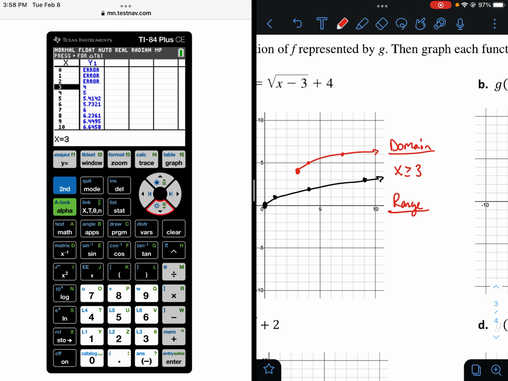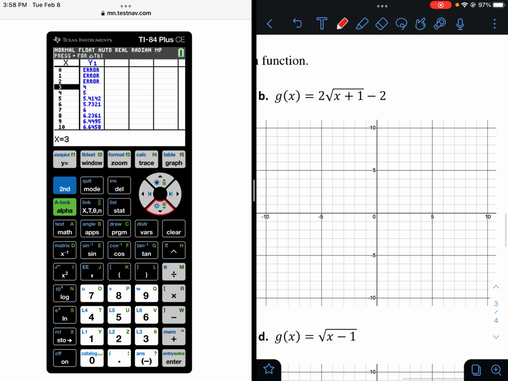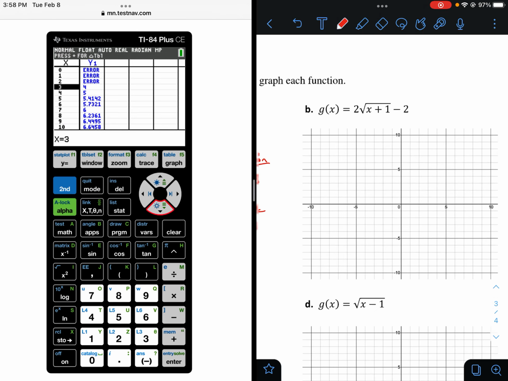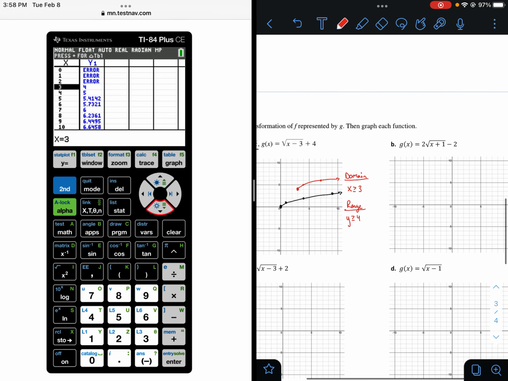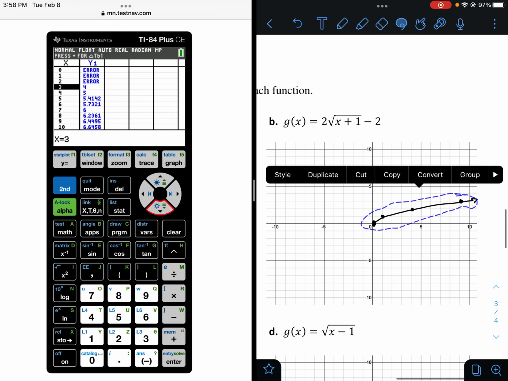The range is the y values. So again, you could just look at your y values on your graph and see that it starts at 4, or you could look over your calculator and see that the y values start at 4 and go up from there. So it would just be y is greater than or equal to 4. All right. Moving on to another problem here. For the sake of time, I'm going to copy our parent function and put it over here.